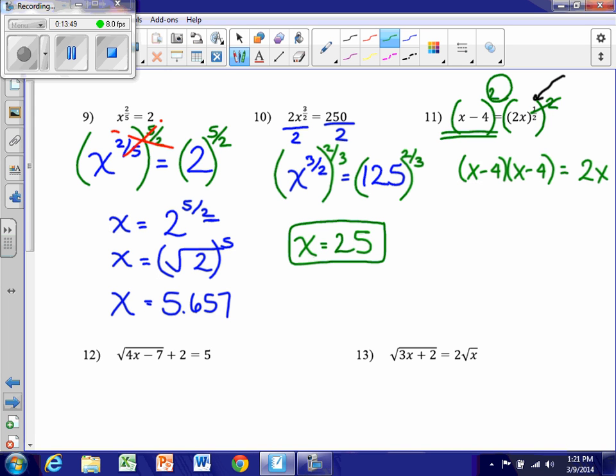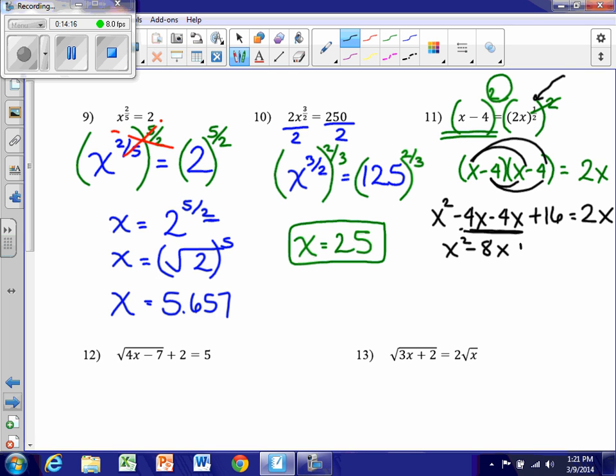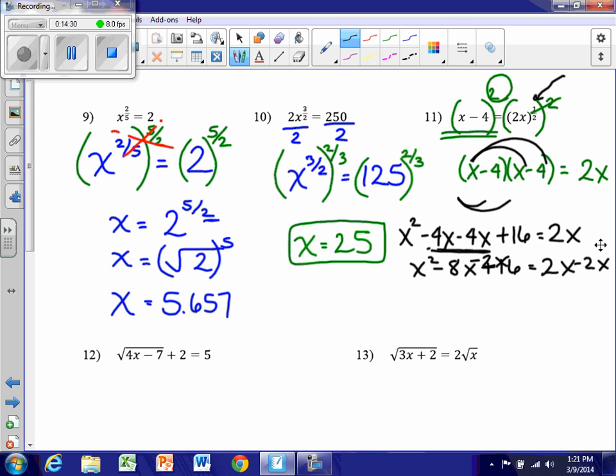Well, there's a problem here. I actually have to multiply that out, and so I have to FOIL. First gives me x squared, and outer gives me negative 4x. Inner gives me negative 4x, and last gives me positive 16, still equal to 2x. Combine my like terms. But if you will remember back to Unit 3, when you were solving with trinomials, it had to equal 0. So I have to subtract the 2x.